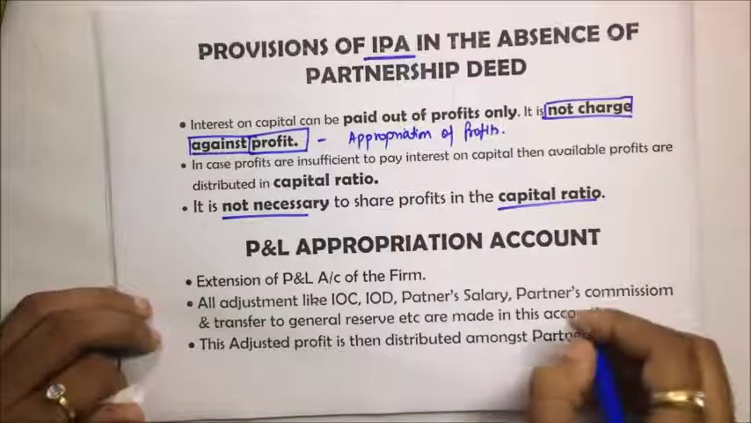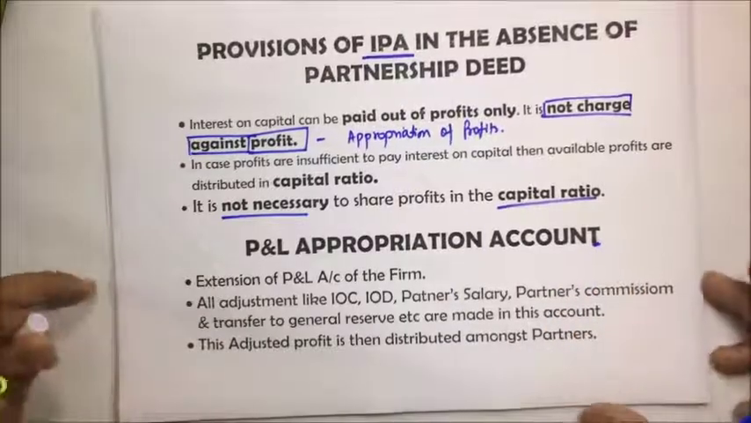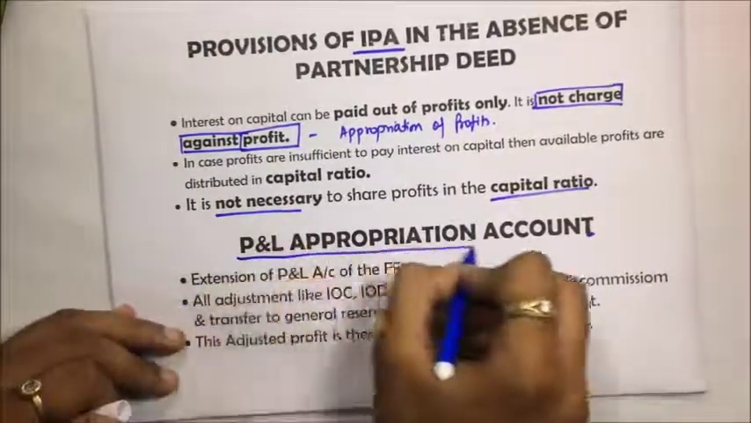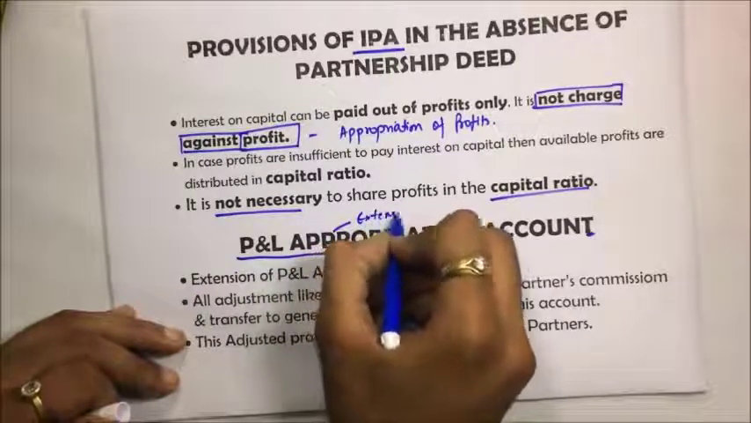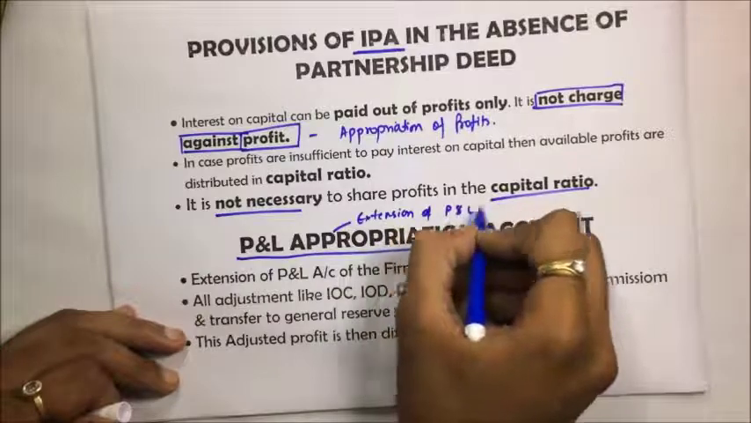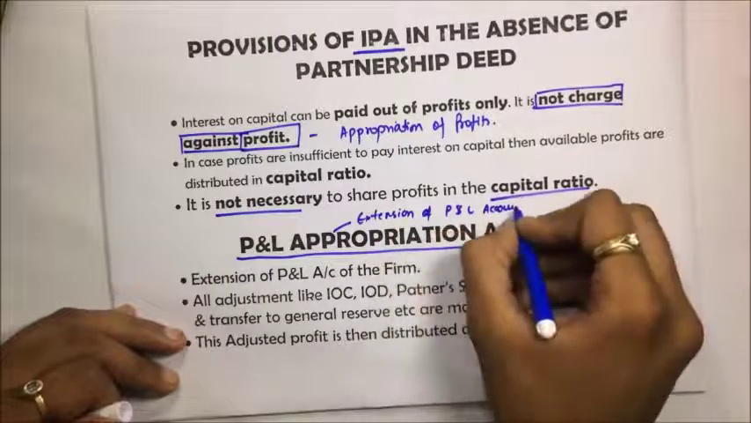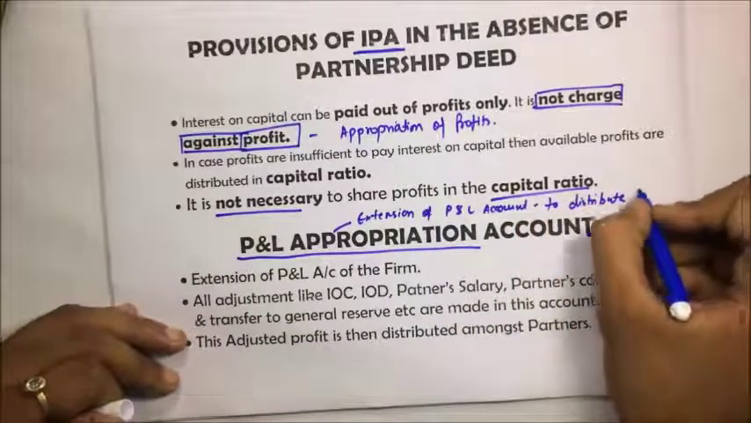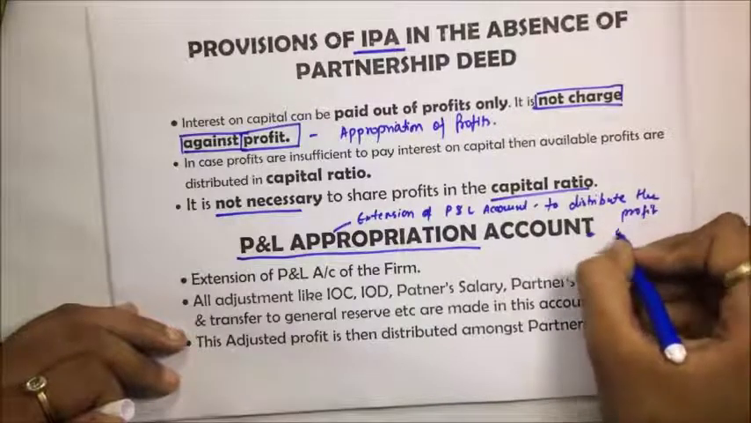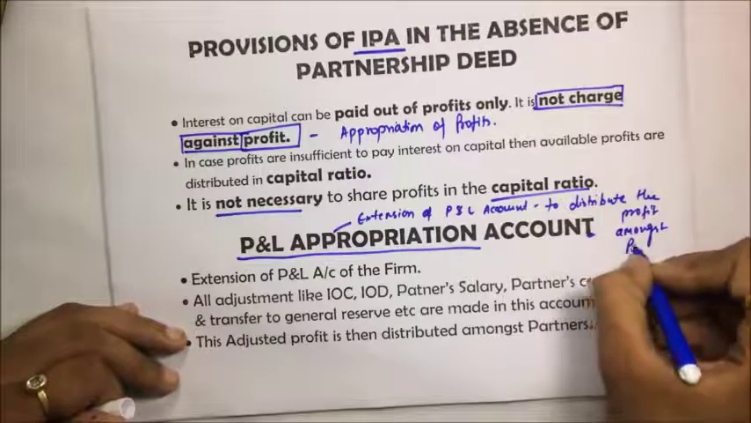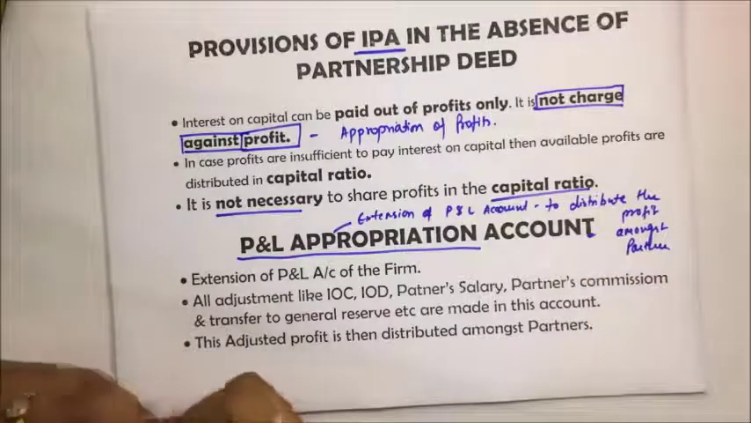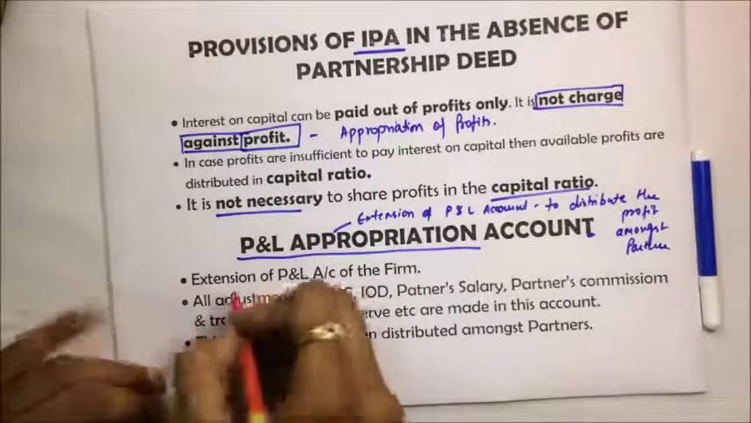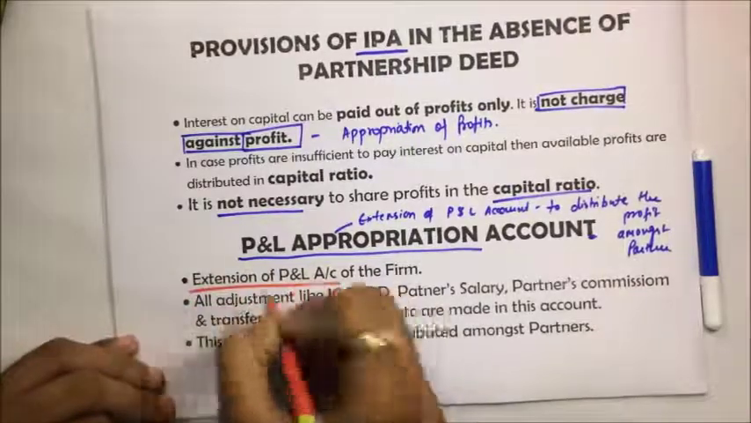Okay. What is the P&L appropriation account? Now we are coming to our next topic, P&L appropriation account. P&L appropriation account is an extension of profit and loss account to distribute the profit amongst the partners.